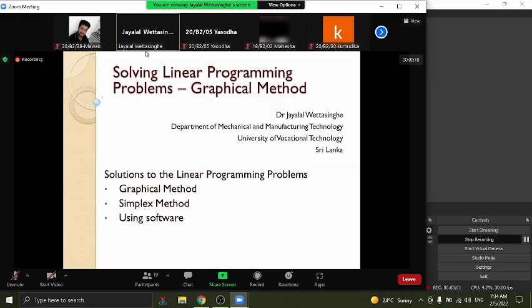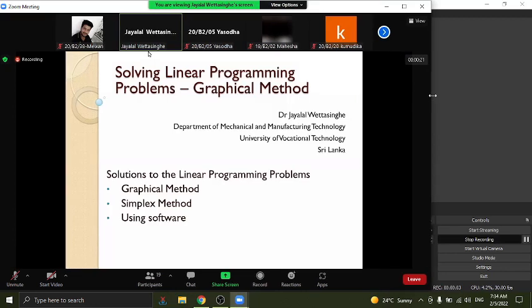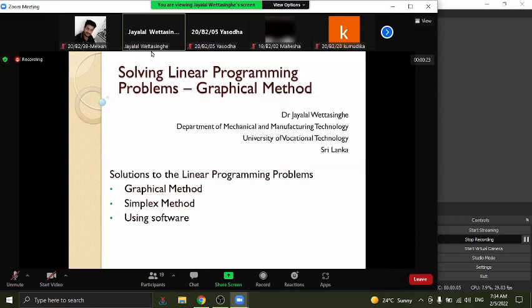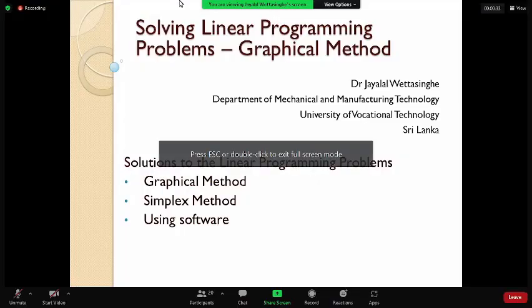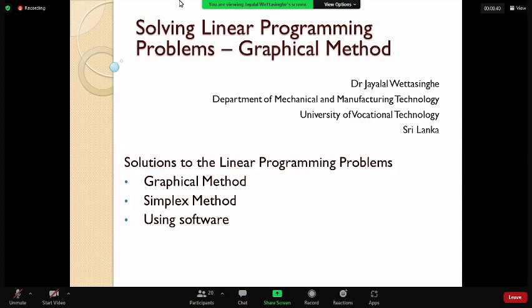In the beginning, I told you that there are several methods to solve linear programming problems. Graphical method, then simplex method. Simplex method is an analytical method. Some mathematical techniques are used there. Then using computer software, there are many computer software that can be used to solve operational research problems, linear programming problems.